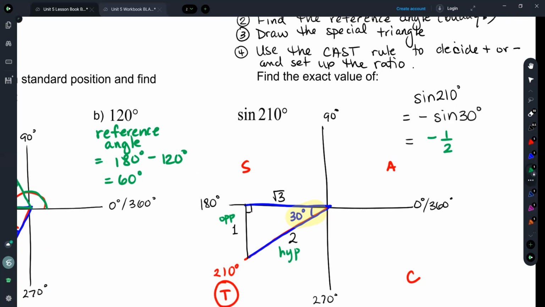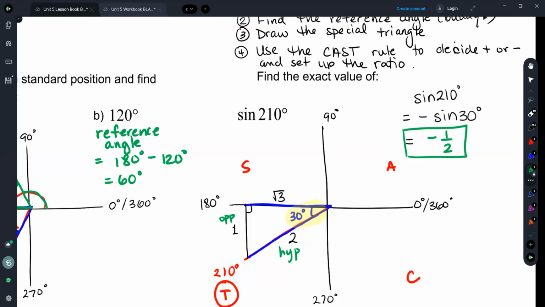Yes, your calculator knows how to do this. I know your calculator knows how to do it. I want to know that you know why your calculator gives you the same ratio for sine 30 and 210, and why one of them is positive and one of them is negative, right? If you type in sine 30 in your calculator, you'll get out 0.5. But if you type in sine of 210, you'll get -0.5.